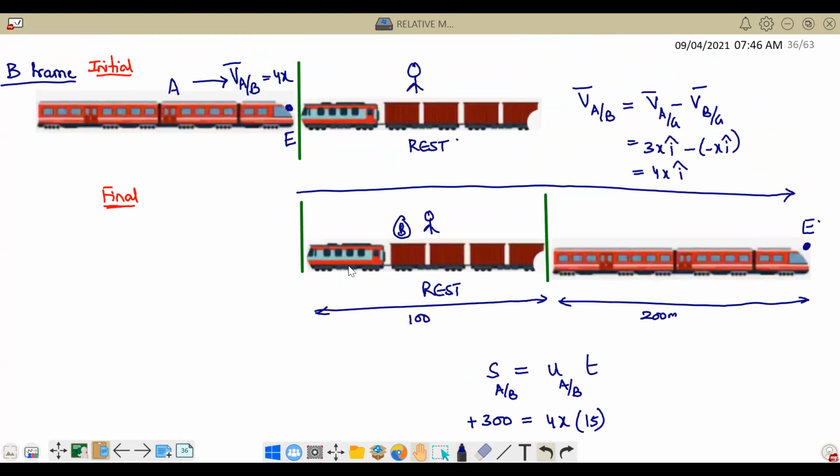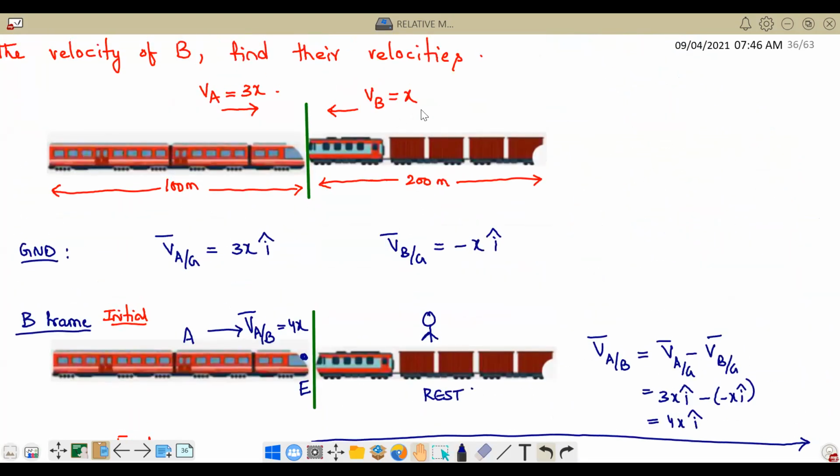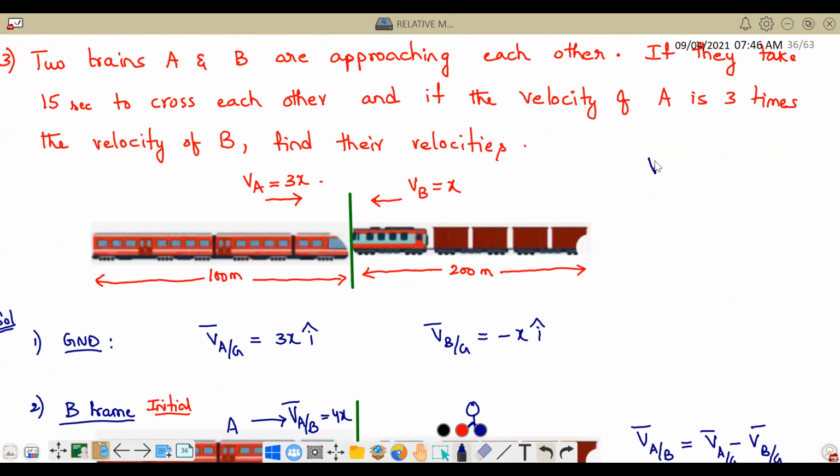So we took x for what? Velocity of train B. Velocity of train B we took it as x. So therefore, now the answer is: velocity of train A will be 15 meters per second speed, and speed of B is equal to 5 meters per second.